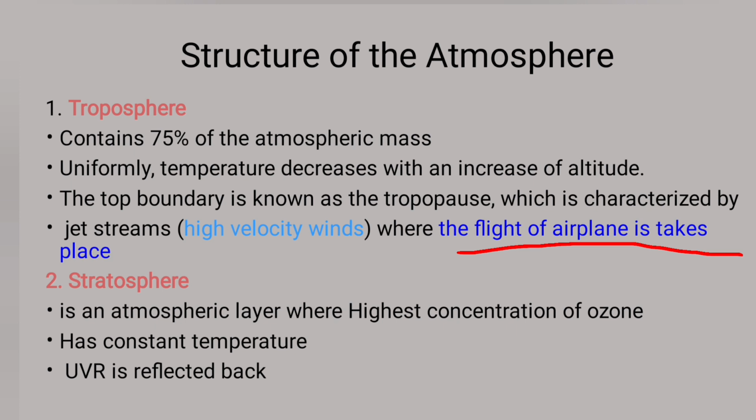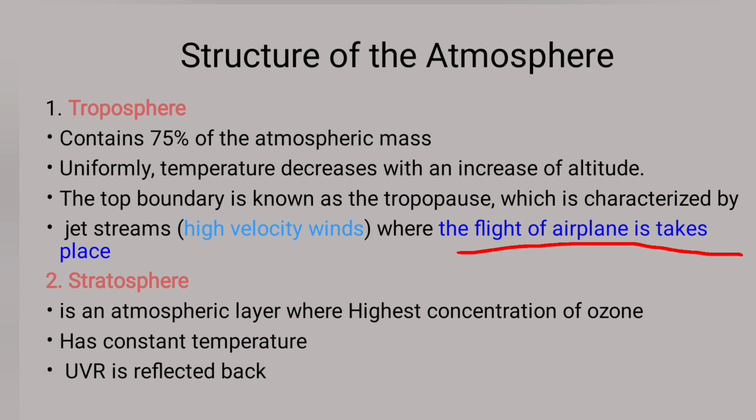Again, the atmospheric layer in which there is high velocity of wind known as jet stream is the troposphere. The layer of atmosphere that has 75% of atmospheric mass is the troposphere. The layer of the atmosphere known for the decrease of temperature with an increase of altitude is the troposphere. The second is the stratosphere.